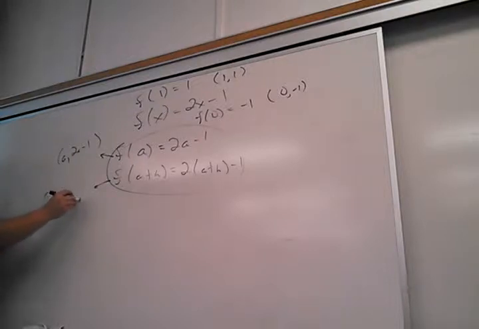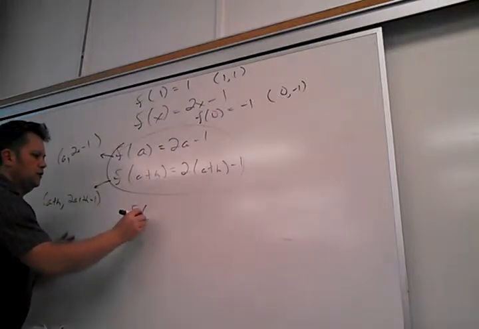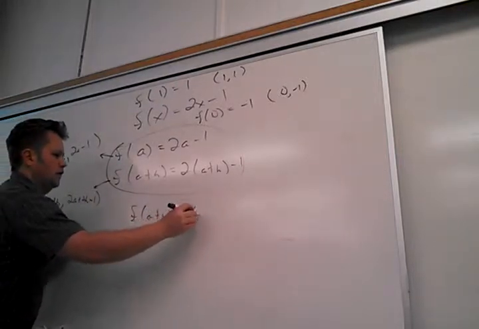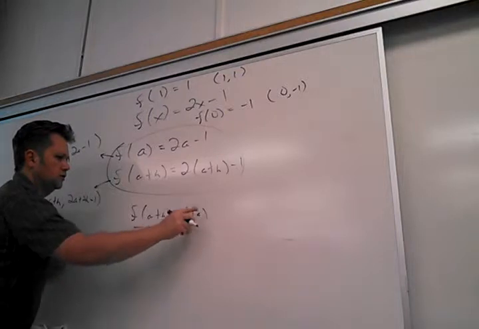2a + 2h = 2h - 1 - 1. Cool, I'll just go ahead and do that. So, notice when they say, do you see up there where they say f(a + h) - f(a) over h? Do you see that?